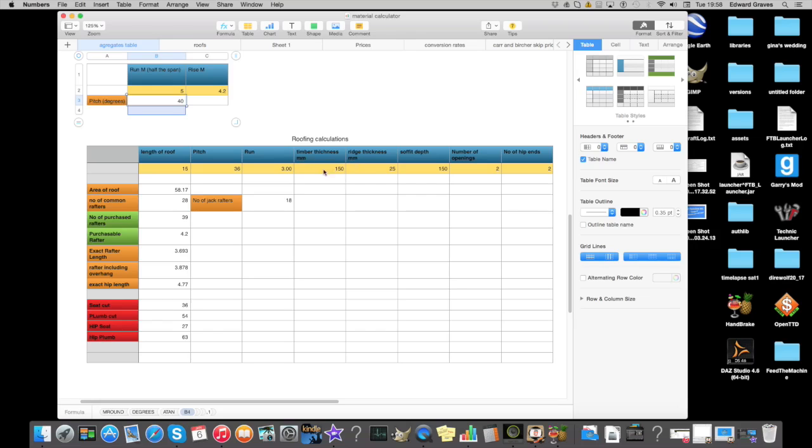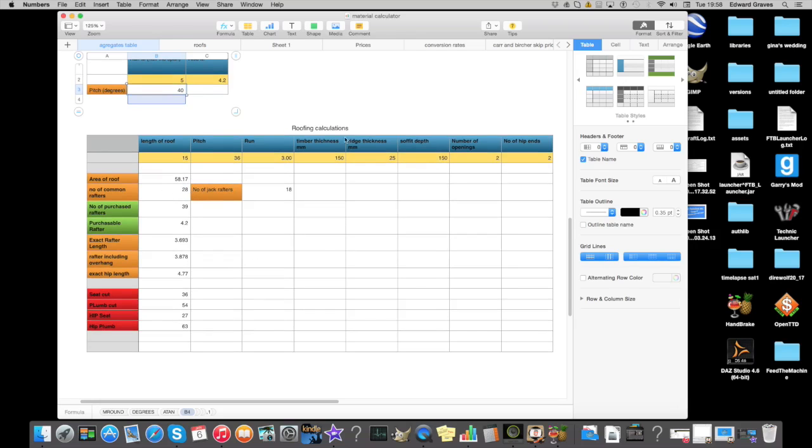So you get the timber thickness, and you don't need to know any of this. It just tells you what you need to order if you were ordering it. Look, usually the project manager will use a product. You can buy apps that do all this.